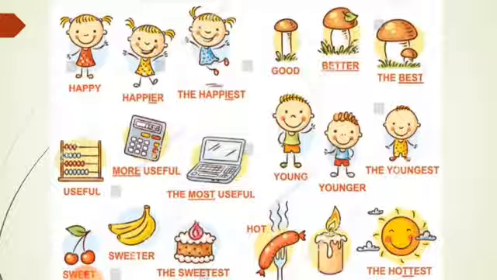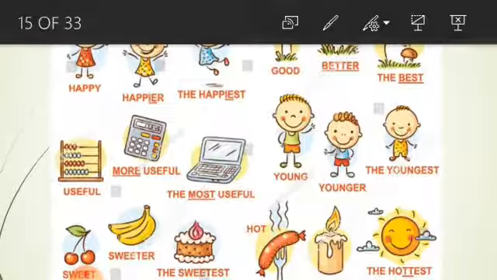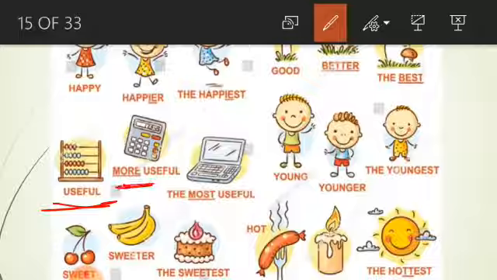If we look at the extreme left corner at the top, we have three girls here, happy, happier, the happiest. So the third girl is the happiest of them all. When you come down, we look at abacus. Abacus is useful. Calculator is more useful. But if you look at the laptop, it is the most useful. Understood? So these are 3 degrees of comparison in which we can use adjectives.